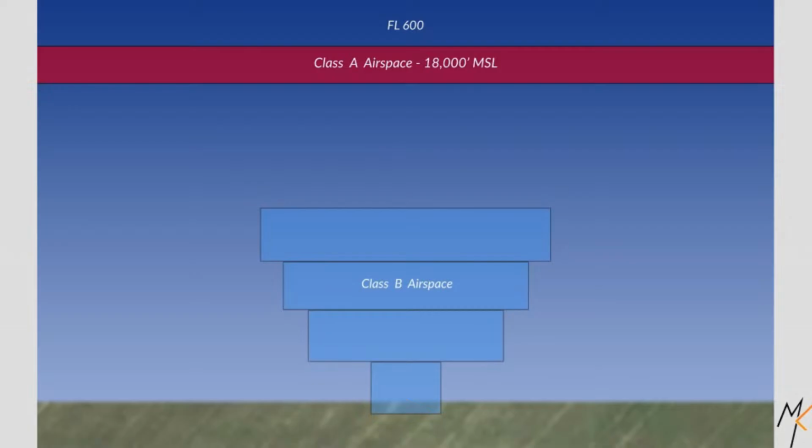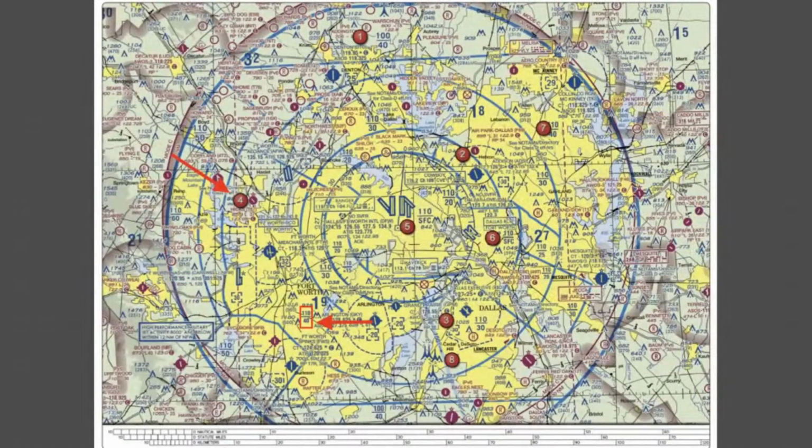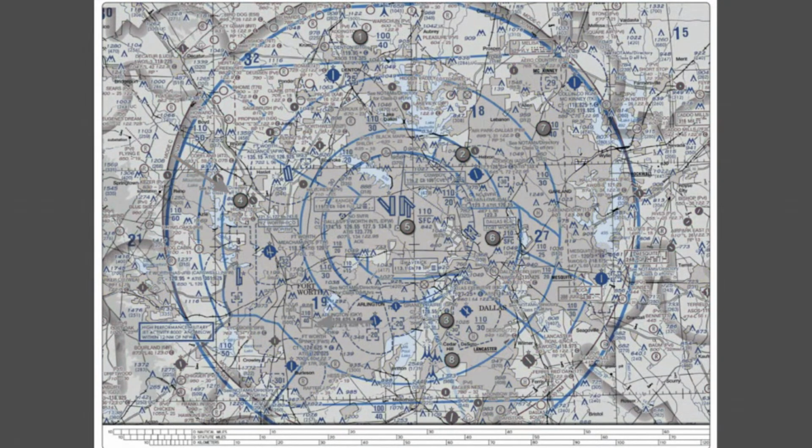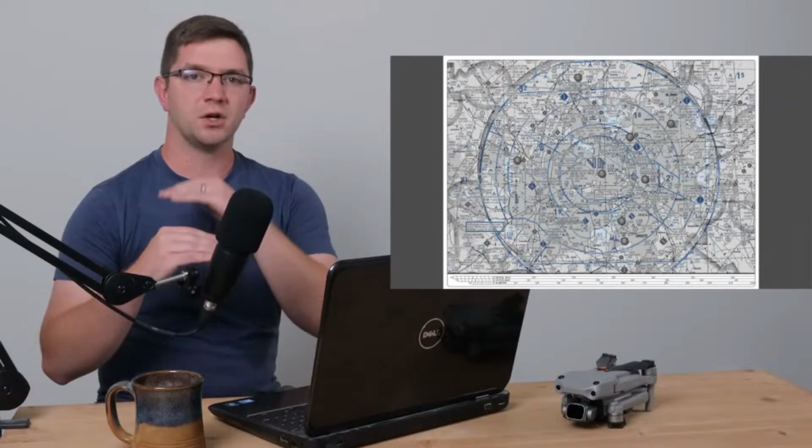Now, when we take a look at the Class Bravo on a sectional chart, it's identified using solid blue lines. Taking a closer look at this sectional chart, you can make out the blue lines, and if I desaturate everything except the blue, you should be able to see those lines just a little bit better. I'm going to leave this up for just a moment so you have time to see this closer. Again, Class Bravo airspace is going to have various layers stacked on top of each other, and it's different at every airport.